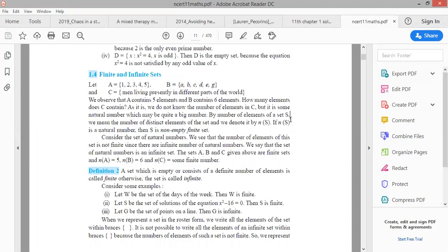However, for infinite set, we have infinitely many elements. For example, we have set of natural numbers, set of integers, set of rational numbers, set of real numbers. These are all infinite sets.